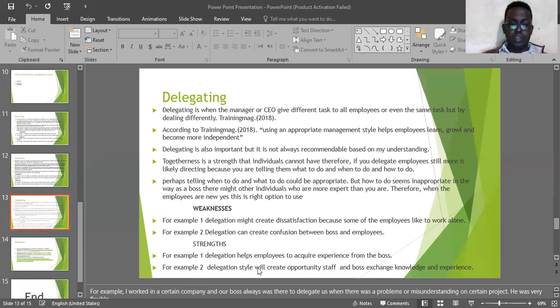The two strengths of this delegation: delegation helps employees to acquire experience from the boss, because if the boss has knowledge, he will deliver it to them so that they can get more knowledge from him. And the other strength is that the delegation style will create an opportunity for staff and boss to exchange knowledge and experience.